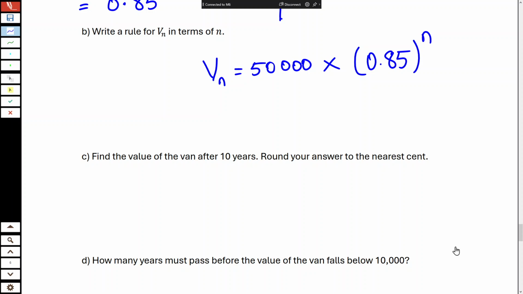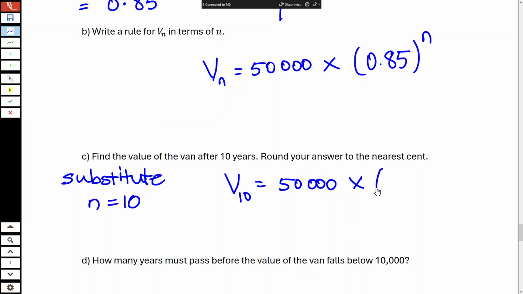All right, Kaylee, we've got the rule. Now I want to find the value of the van after 10 years. Do you have an idea how we might go about doing this? Sounds good. Because everything is yearly here, we don't have to worry about whether we're converting from years to months. So V10 will be 50,000 times 0.85 to the power of 10. And that's going to give us 9843.72.